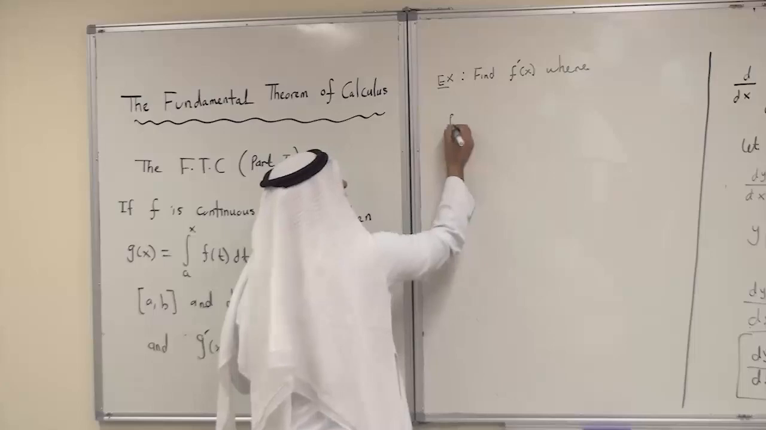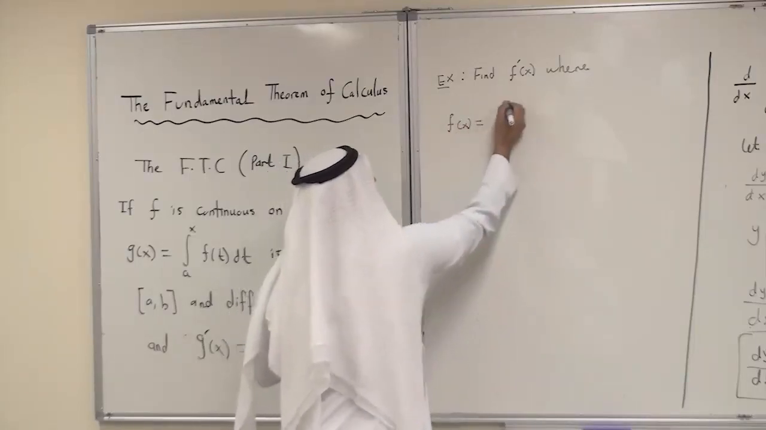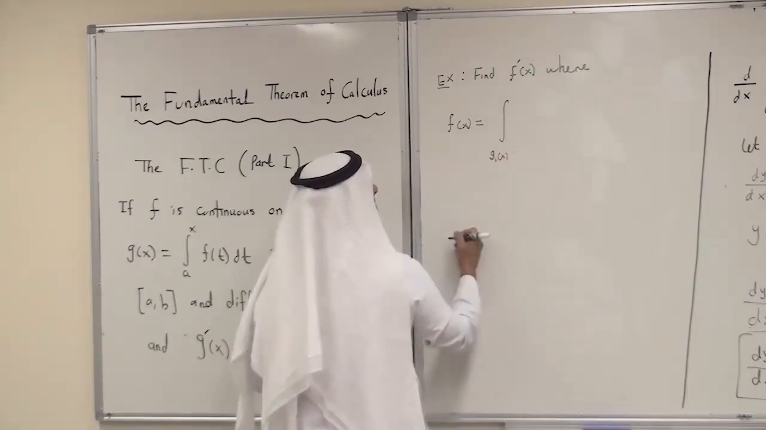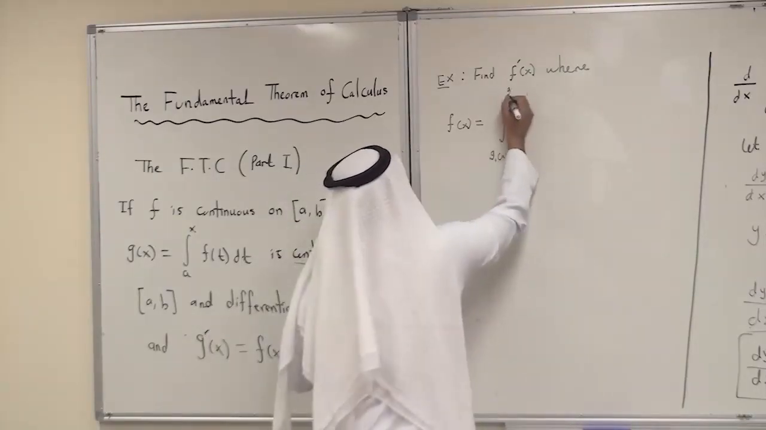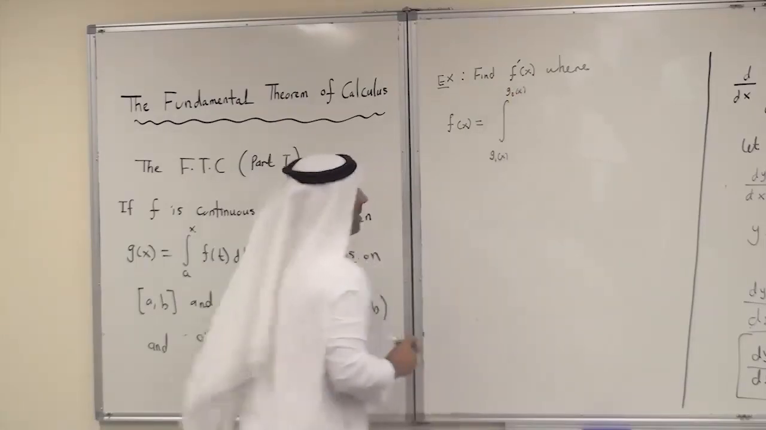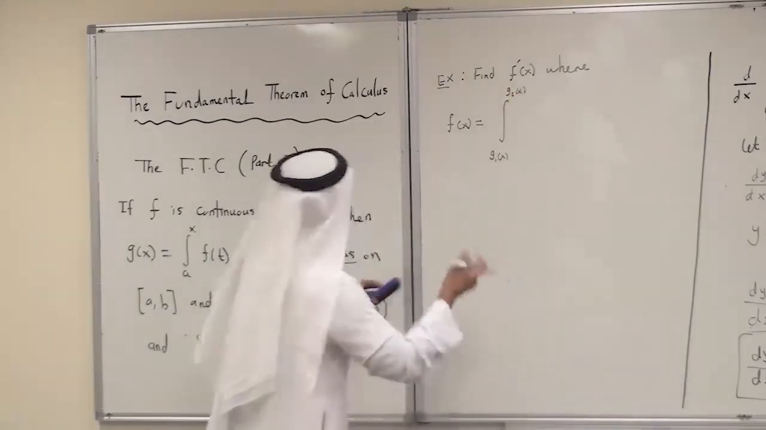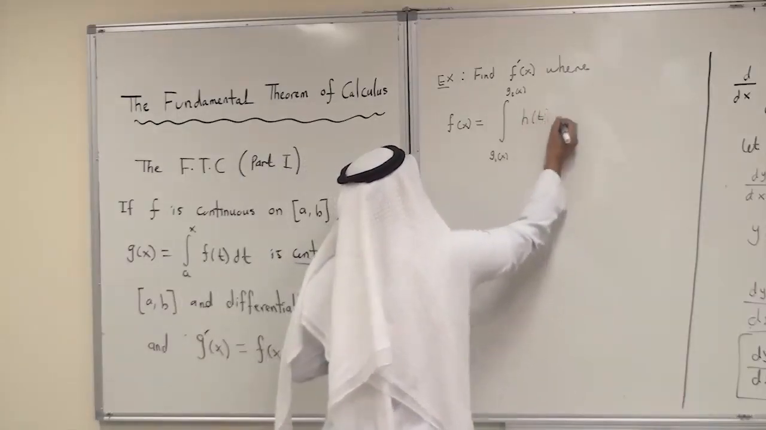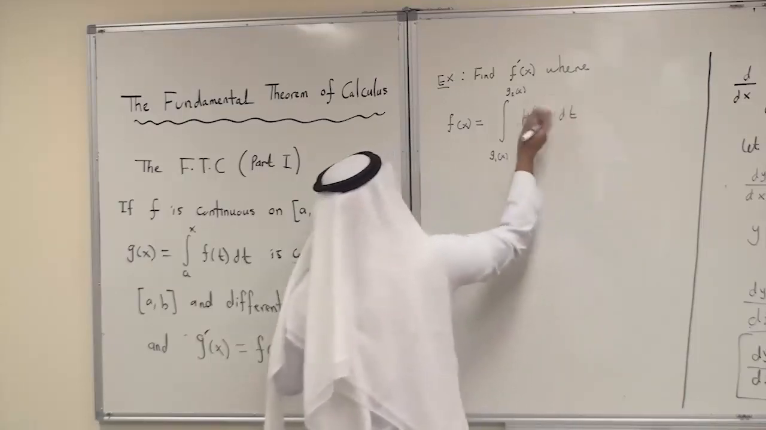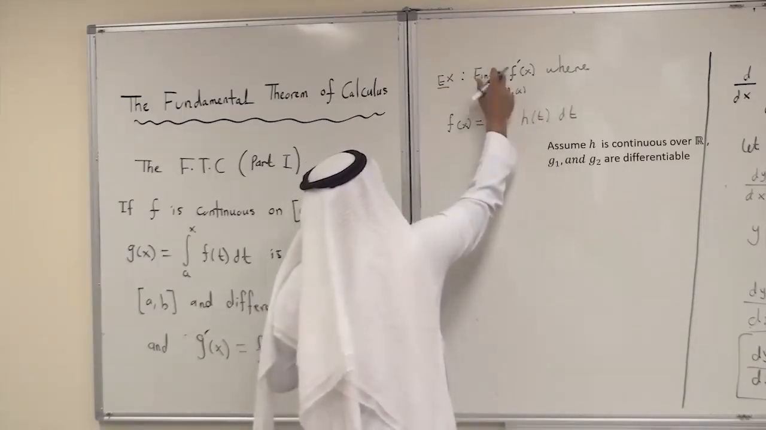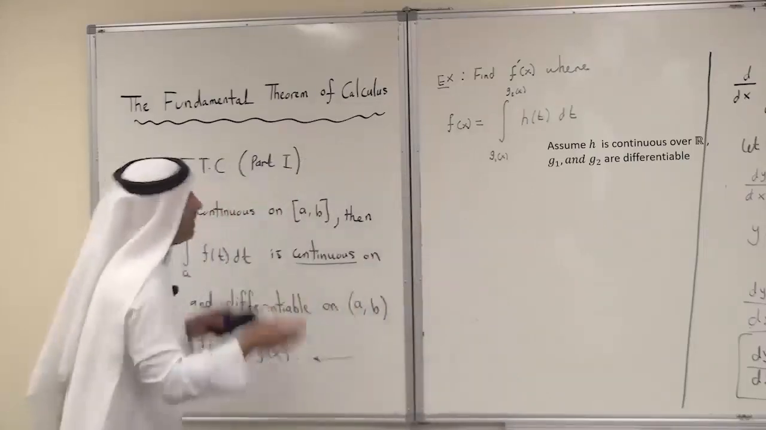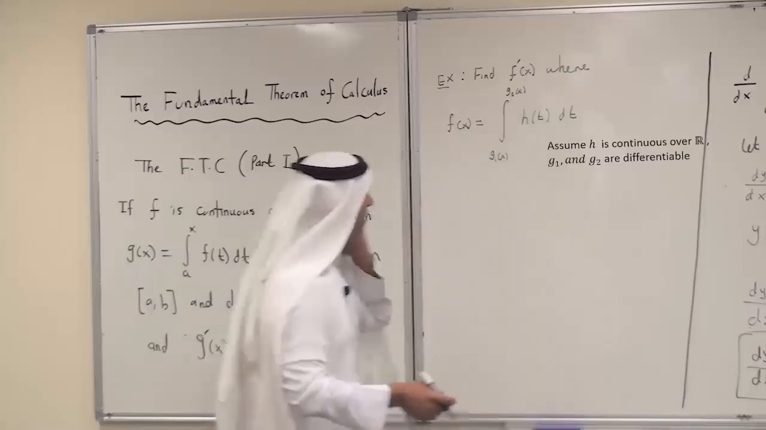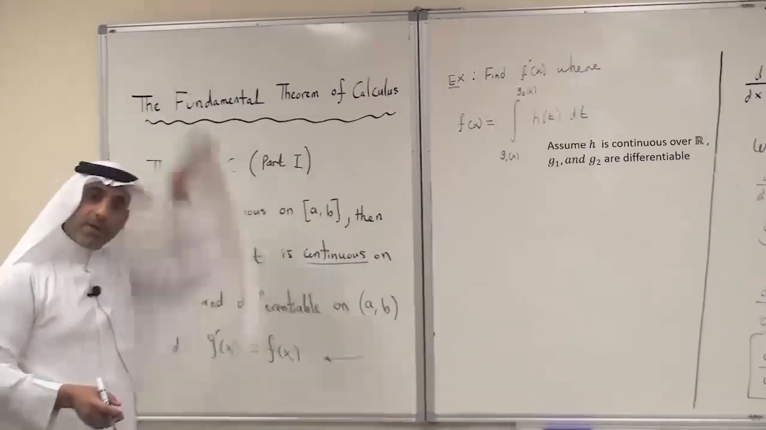We have our f of x defined this way. It will be the integral from g1 of x, okay? And we have here g2 of x. If we just give a notation here, for example, h of t dt, or whatever it is, we may rename this to be f, and we call this one y, and so on. It's just a notation. h of t dt, where h is a continuous function.